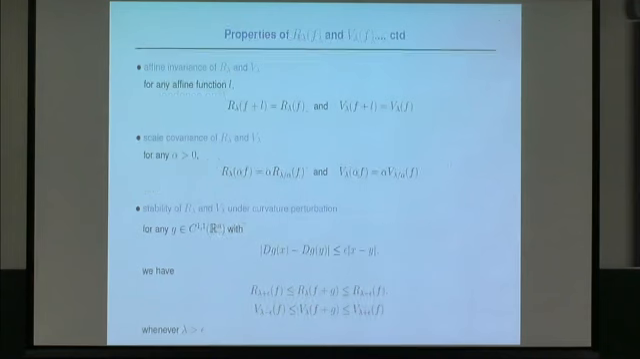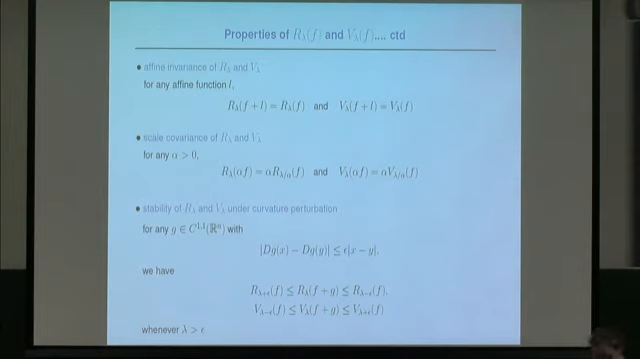Then let me briefly mention a few other properties. You have some affine invariance: if you add on an affine function to f, then you get the same thing. Likewise with the valley transform. You get some scaling properties if you multiply f by alpha. And then you also get some stability under some curvature perturbation.